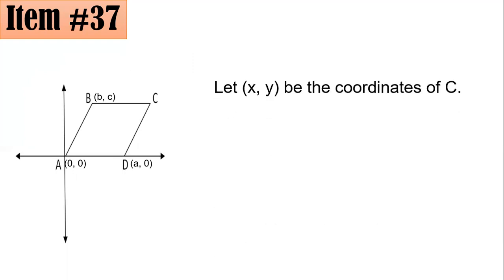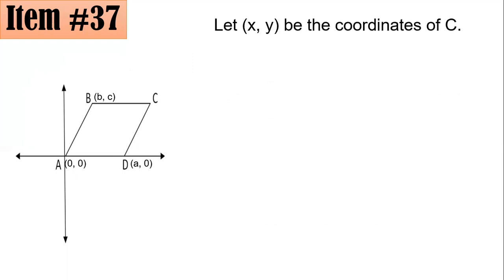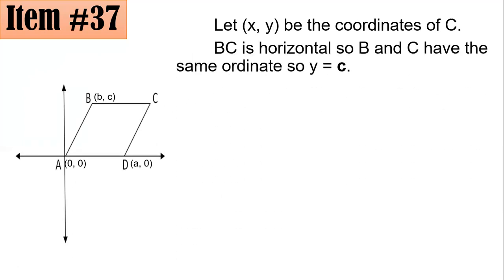Let's say we don't know the coordinates of C first. Let's call it (x, y), the coordinates of point C. We could actually see that AD is horizontal, and so BC should also be horizontal because horizontal lines are parallel with one another, and it's a necessity for AD and BC to be parallel because that is one of the properties of a parallelogram.